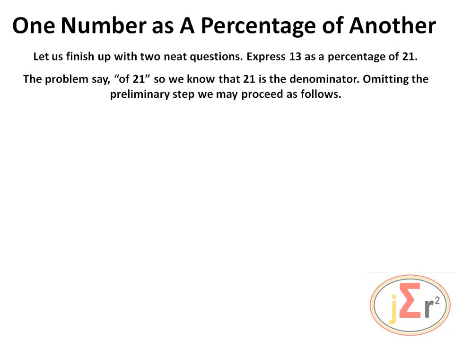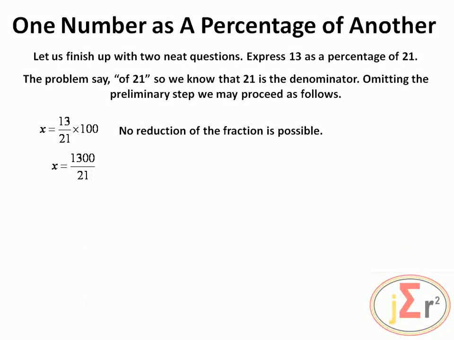Omitting the preliminary steps, we may proceed as follows. So 21 is the denominator. So 13 over 21 times 100. And of course, we are neglecting the preliminary steps. And we cannot reduce this fraction, so we are going to be just writing our answers as decimals. So that is 61.9%.